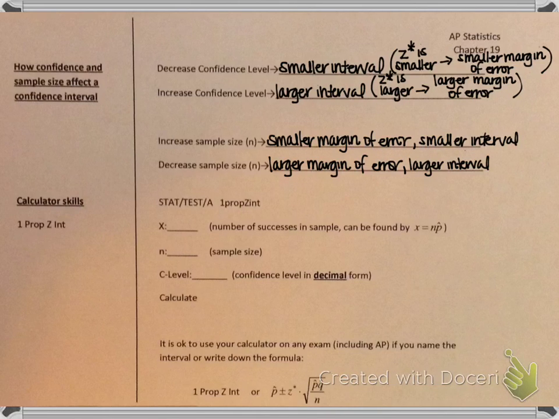So now here's the beautiful thing. If we take a look at this very bottom part on this screen, it is okay to use your calculator on any exam, including the AP, if you name the interval or write down the formula. This wonderful thing here are your mechanics. It's pretty nice.